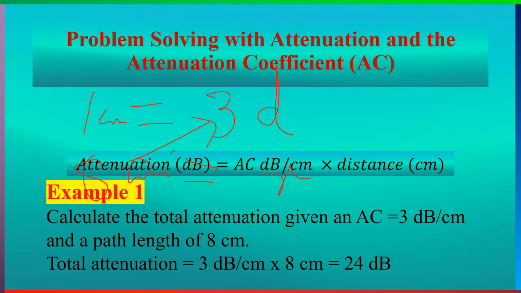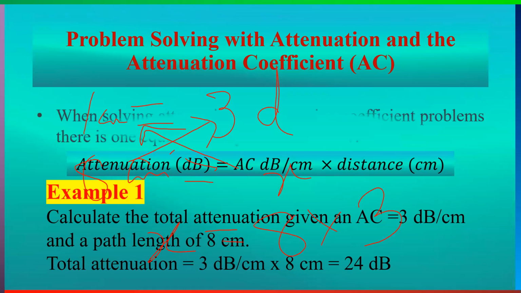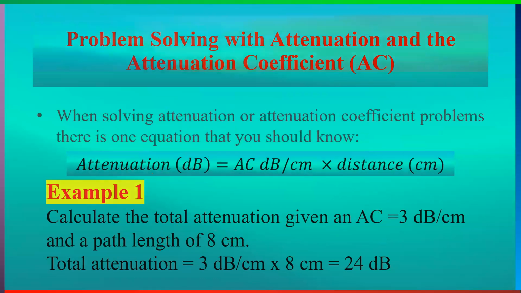We will take help from the cross multiplication equation. How can you use the equation which is given over here? Attenuation is equal to attenuation coefficient multiplied by distance. But you can apply the cross multiplication equation as well. So x multiplied by 1 is equal to x, and 8 multiplied by 3 is equal to 24. So we'll get 24 decibel attenuation for a distance of 8 centimeters.